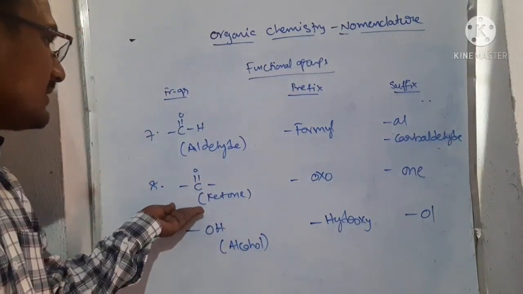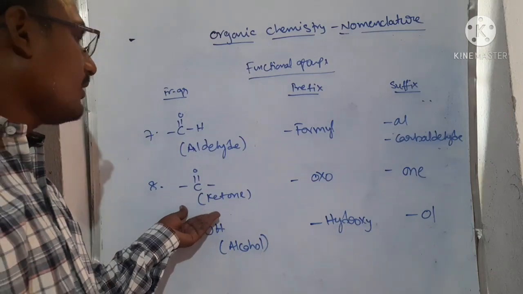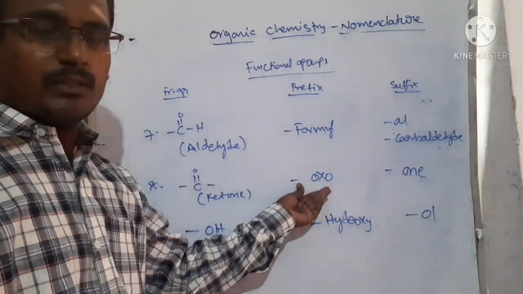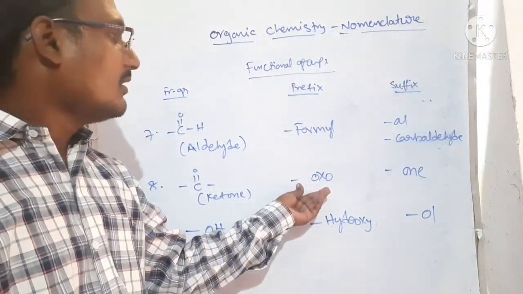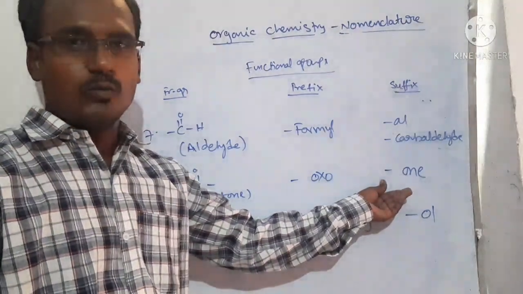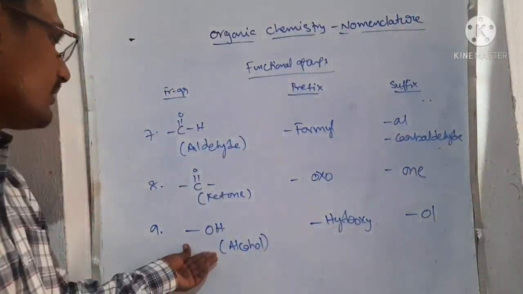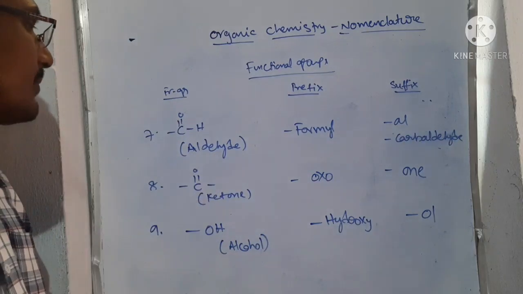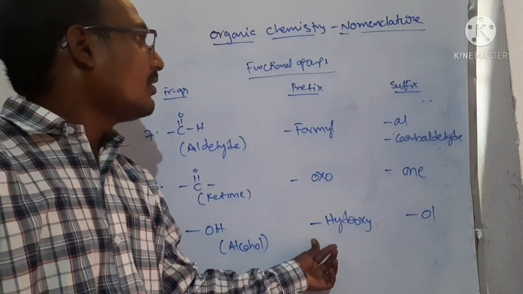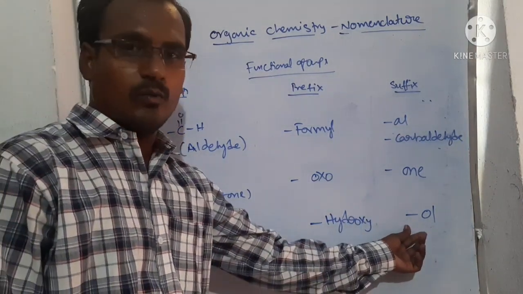Let us see the ketone. C double bond O is the ketone. If the ketone is present as a prefix, it will be called oxo, or as a suffix it is called -one. And OH, that is the alcohol group, as a prefix it is called hydroxy, or as a suffix it is called -ol.